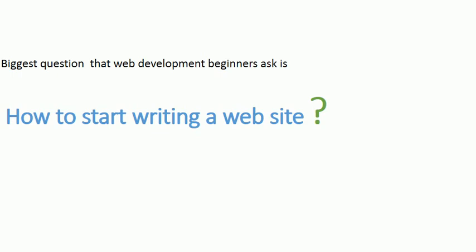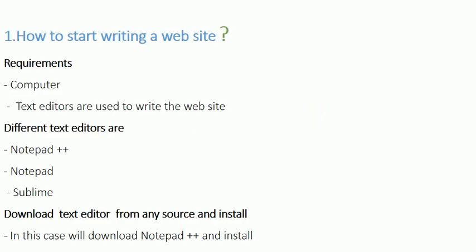How to start writing a website is the biggest question that goes into the mind of the beginners for web development. The first thing that you need to start writing the website is a computer, and you need to have a text editor. A text editor is a software that is used to write the website.